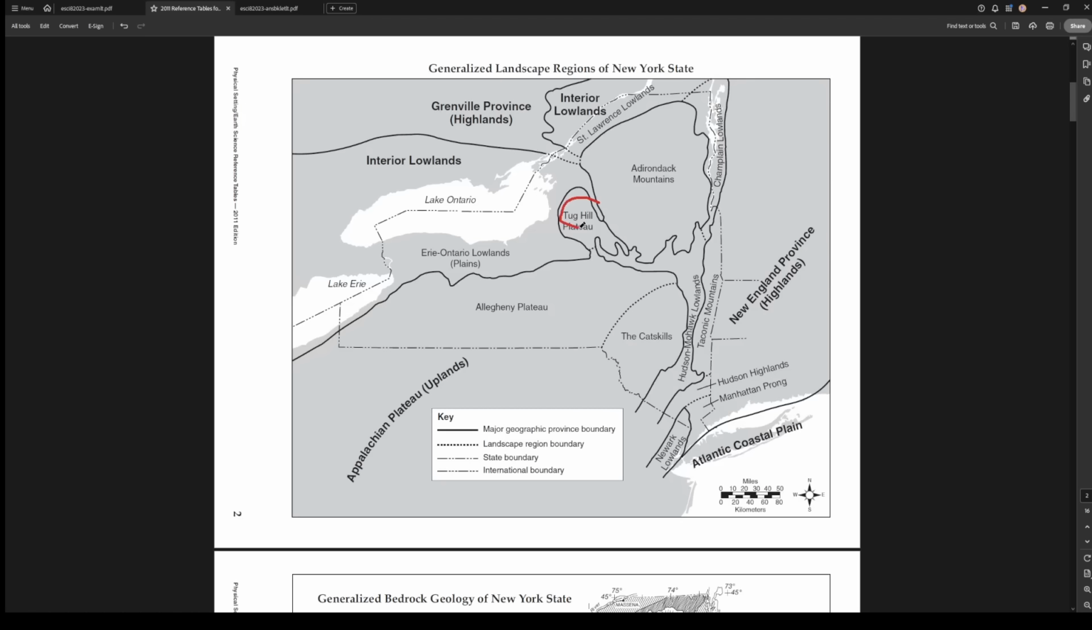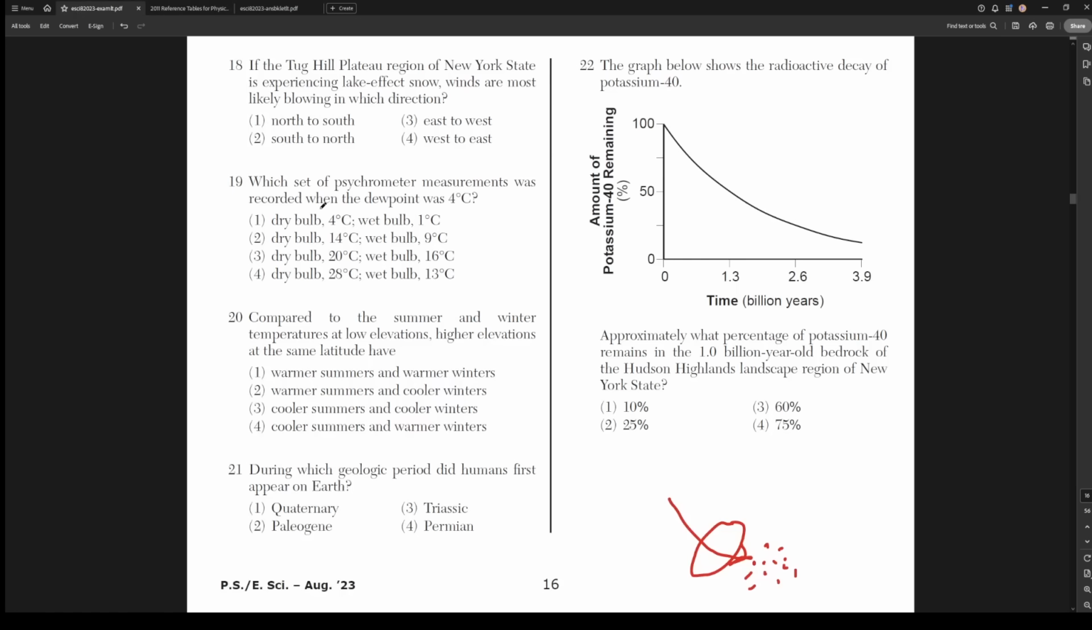Tug Hill Plateau here, and it's saying lake effect snow is there. Here's our Lake Ontario, so we need the air to go like this. So it's got to come from the northwest and go to the southeast, ideally. We'll see if that's a choice. West to east is probably the best answer there. 4.